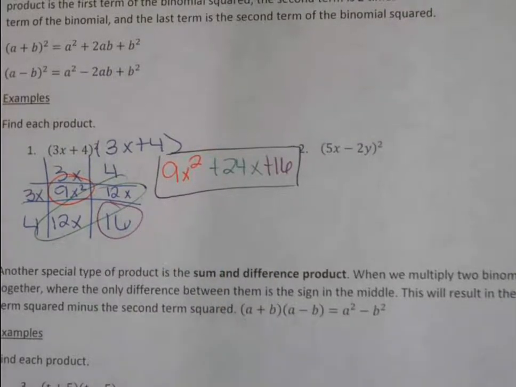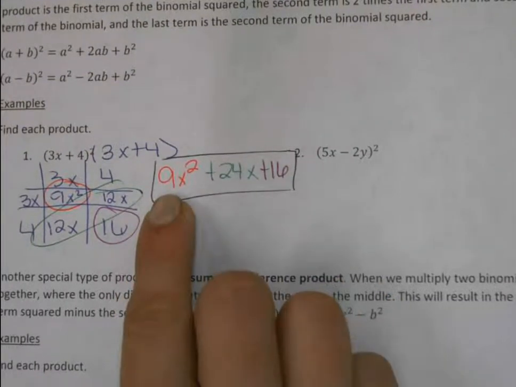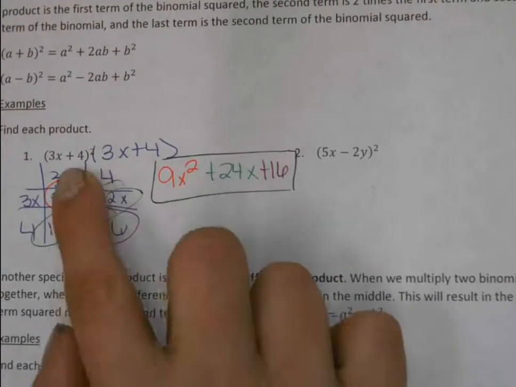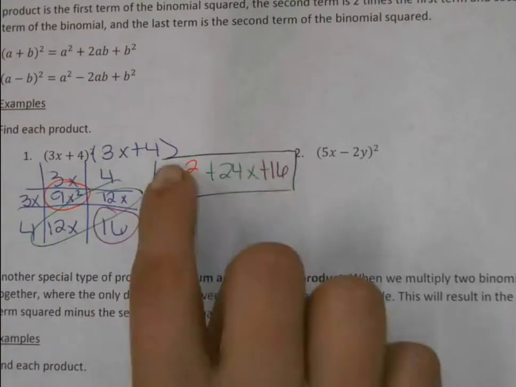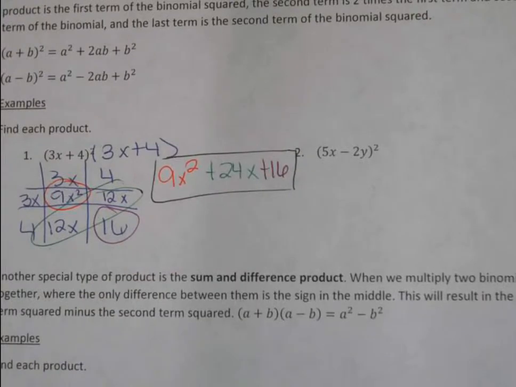So questions here. Because it's a special product, notice the first number is the first term squared. The last number is the second term squared, but there's a number in the middle. I don't just square both pieces of the binomial. I have to actually do one of the 3 methods we talked about to get my answer. Questions on number 1?